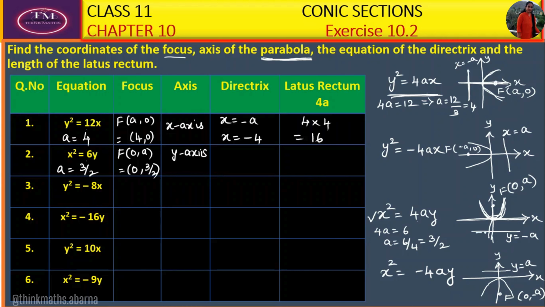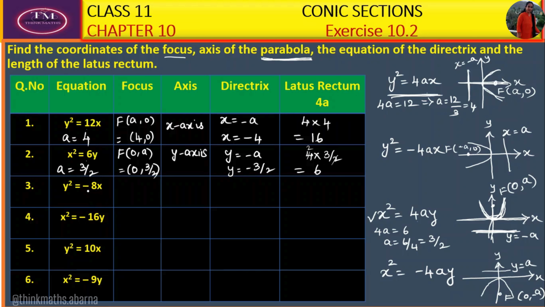And the directrix will be y is equal to minus a. So y is equal to minus a, that means y is equal to minus 3 by 2. And the latus rectum is 4a. So 4 into 3 by 2. So 1 twos, 2 twos. So 2 threes are 6. So 6 is the latus rectum. Clear? Next one, this y square equal to minus 8x.